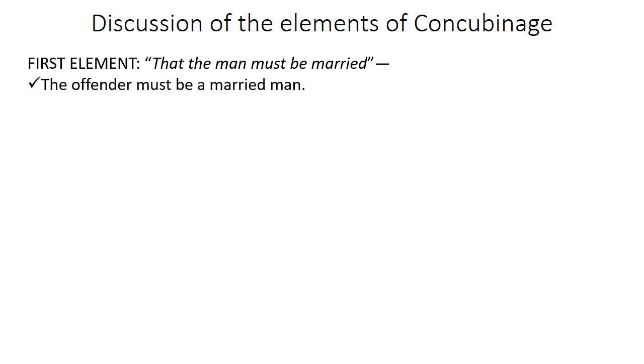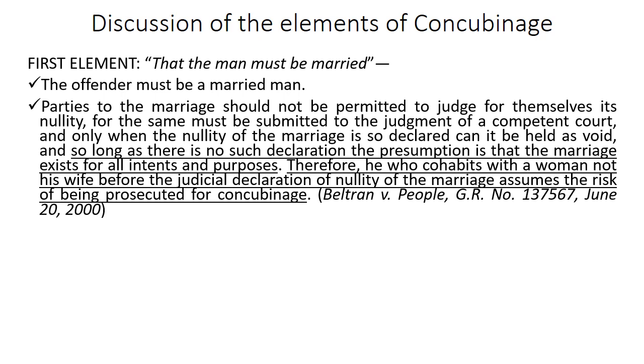concubinage, in the case of Beltran versus People, the Supreme Court had already made clear that so long as there is no such declaration, I am referring to the declaration of the nullity of the marriage, the presumption is that the marriage exists for all intents and purposes. According to the Supreme Court in that case, he who cohabits with a woman not his wife before the judicial declaration of nullity of the marriage assumes the risk of being prosecuted for the crime of concubinage.